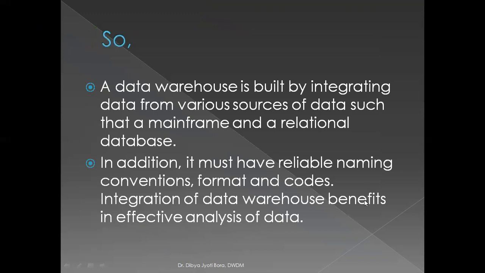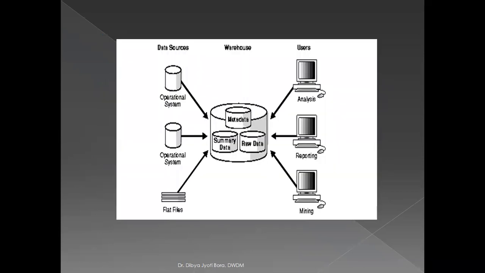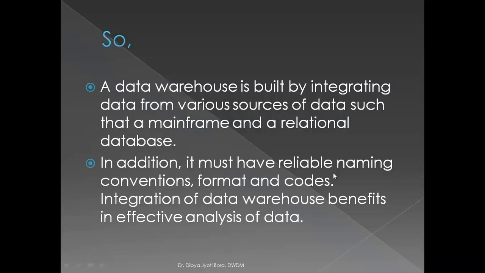So a data warehouse is built by integrating data from various sources, such as a mainframe and a relational database. In addition, it must have reliable naming conventions, formats, and codes. Integration of a data warehouse benefits effective analysis of data. In simple terms, you can understand that you can keep data from many different sources in a data warehouse.